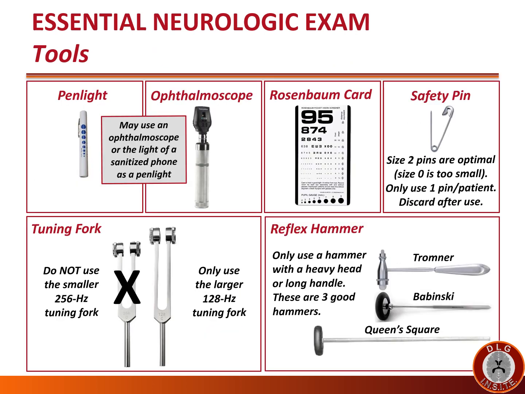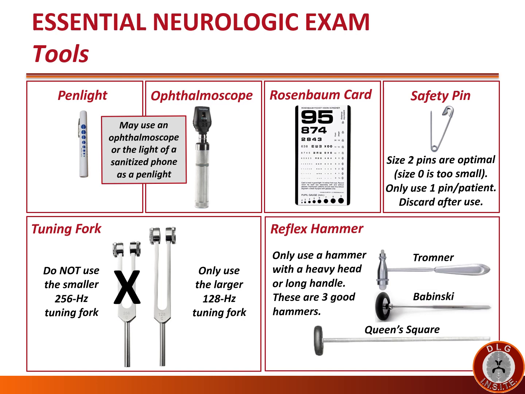The tools needed to perform the essential neurologic exam include a pen light and ophthalmoscope, although one may use the light of a sanitized phone as a pen light. The Rosenbaum card, the pocket card for assessing visual acuity. A safety pin. Size 2 pins are optimal. Realize that size 0 is too small, and only use 1 pin per patient. Always discard the pin after using it on that patient.